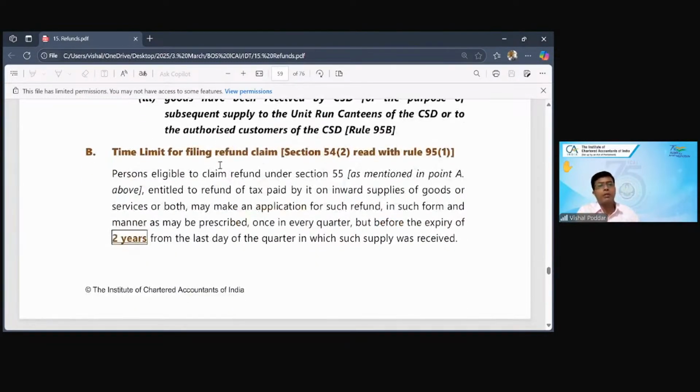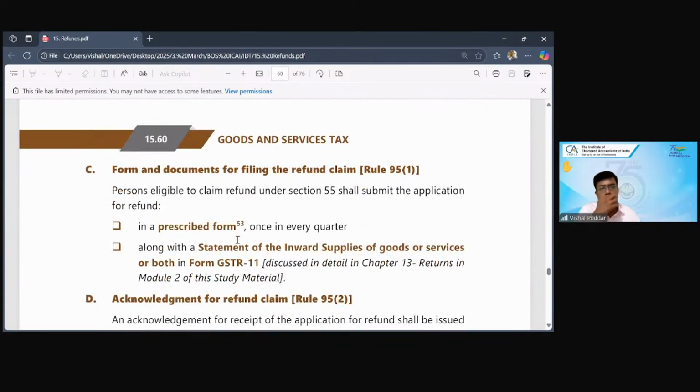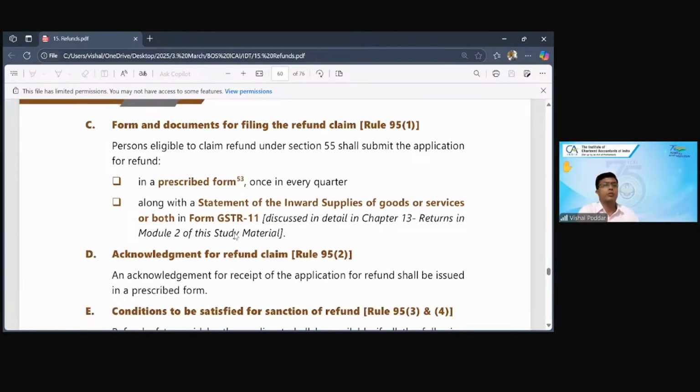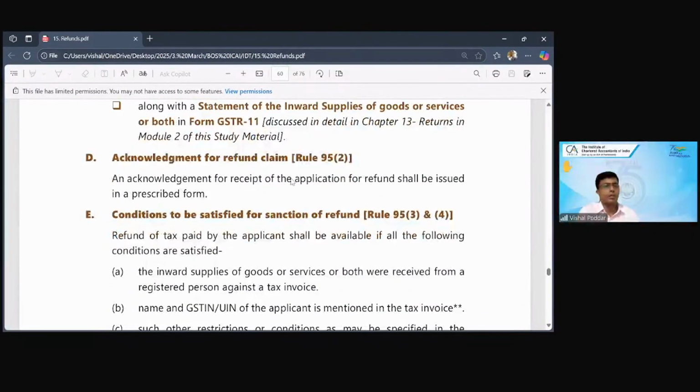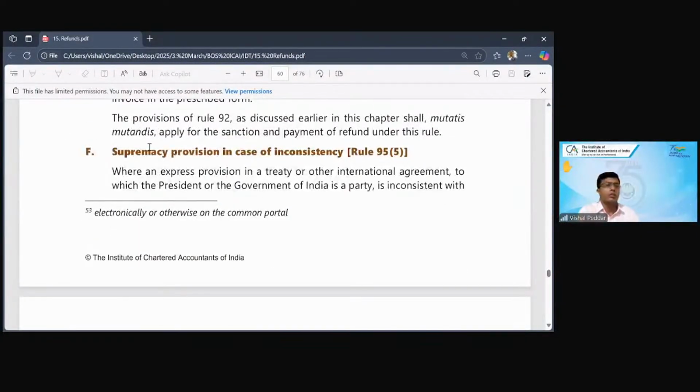Now, time limit for filing refund claim. So persons who are eligible for refund claim under Section 55, we already saw, have to make the application within 2 years from the end of the quarter in which they received this supply. Forms and documents: there will be a separate prescribed form for them, not our regular form RFD-01, a separate unique form will be given to them. And they should make the application once in every quarter. Then other points are the same: acknowledgement, conditions to be satisfied for refund, supremacy provisions in case of inconsistency.